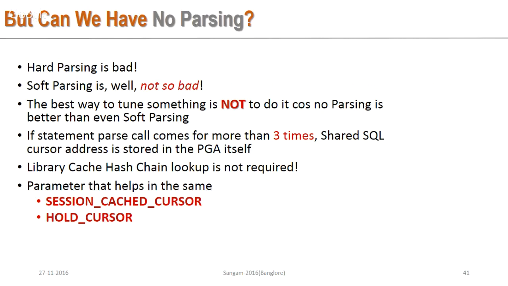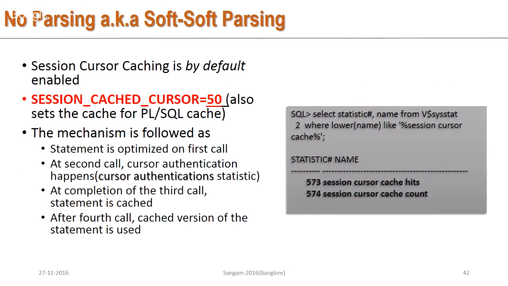But you can just say, for the execution's sake, that it's going to be 3 times. If the parse call for the query comes 3 times, that means the particular query is marked as a no parsed query. So the session cursor cache count is the number of cursors which are marked as these kind of hot cursors, and the session cursor cache hits statistic is basically the number of hits which have come up for that kind of cursor which is marked as a hot cursor.